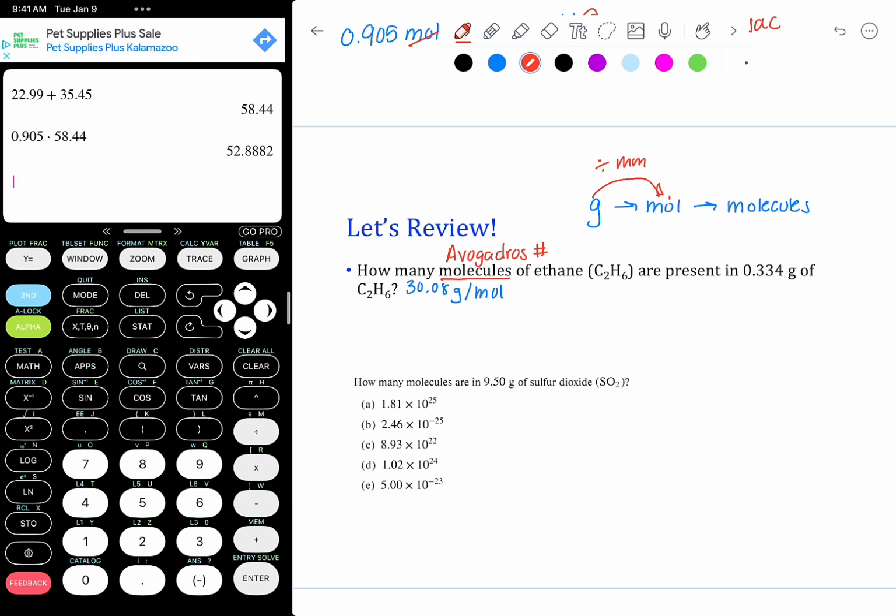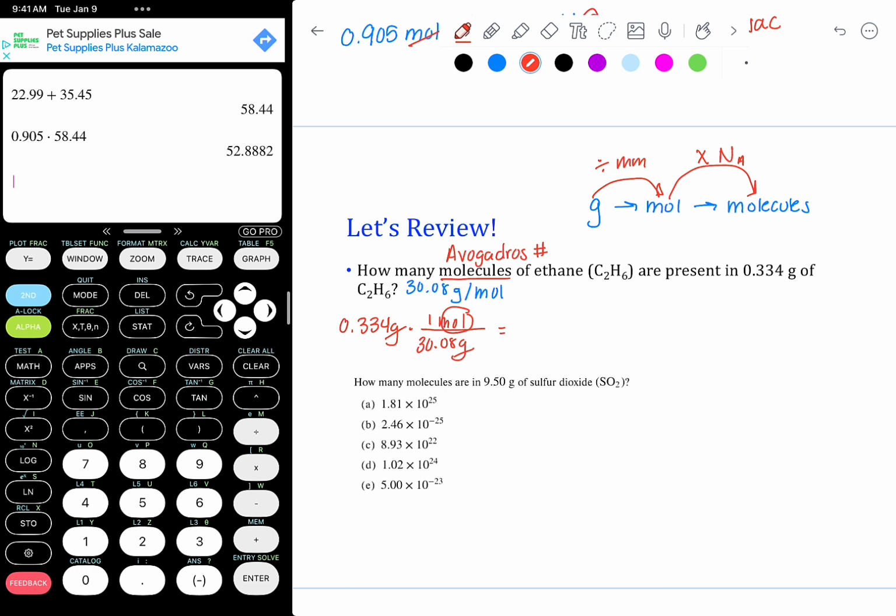Once we have moles, we can convert to molecules by multiplying by Avogadro's number. Remember, N sub A is Avogadro's number. So let's start. We're going to start with our mass, 0.334 grams. And we have to divide by our molar mass. So we put 30.08 grams and 1 mole on top. That way grams cancel and we're left with units of moles.